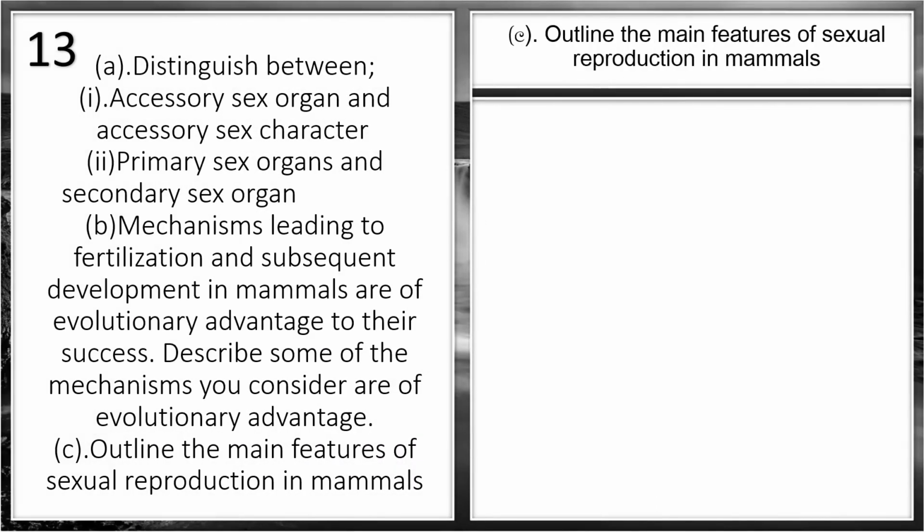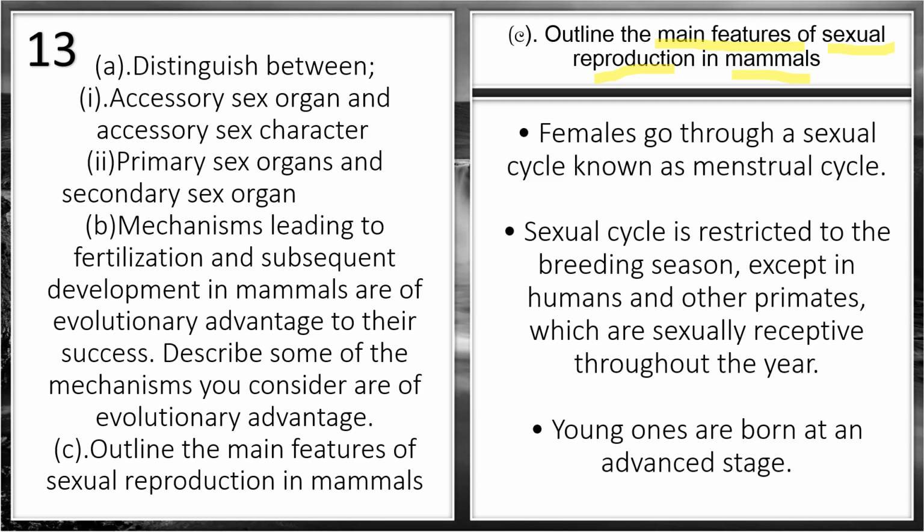Part C. Outline the main features of sexual reproduction in mammals. Females go through a sexual cycle known as the menstrual cycle. Sexual cycle is restricted to the breeding season, except in humans and other primates, which are sexually receptive throughout the year.